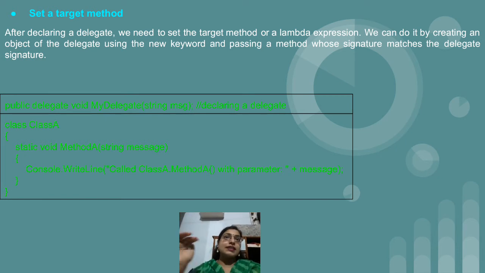So just see the example. Again, the same delegate we have created, public delegate void my delegate, which is a parameterized delegate having a single string parameter. Now definitely the method we are going to create inside a class only. So now we have class A. Within the class, the method which we have created, that is the delegate method, will match the parameters and return type of the delegate.